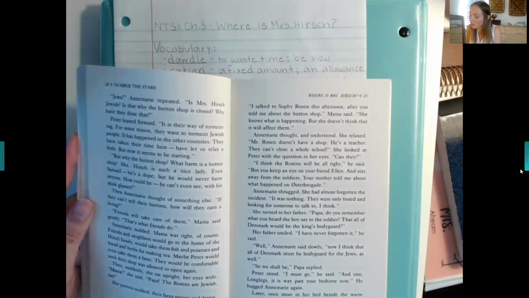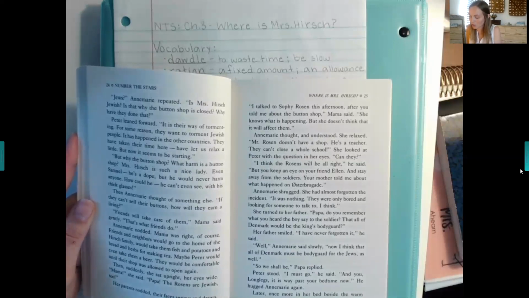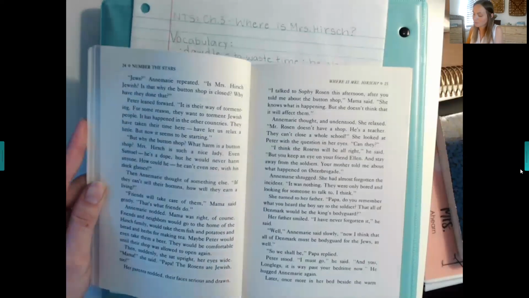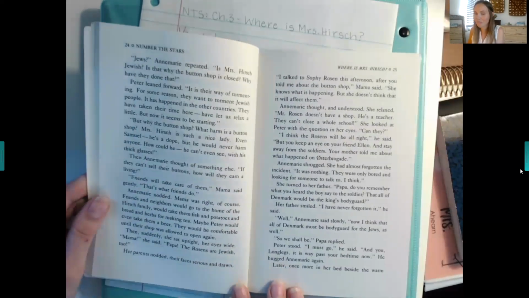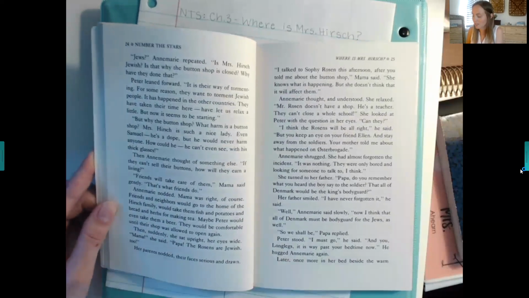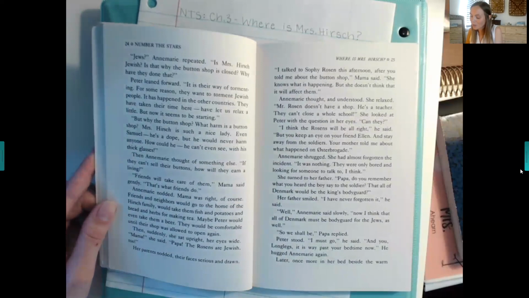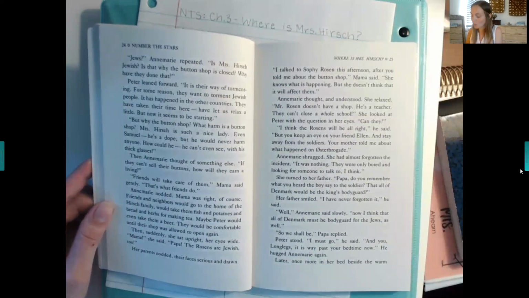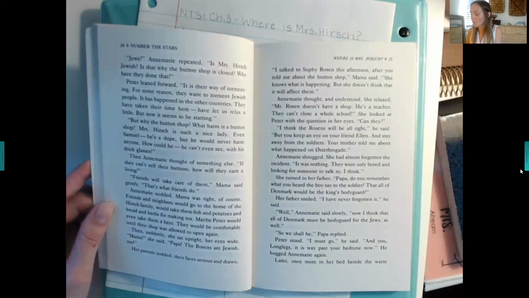"Papa, do you remember what you heard the boy say to the soldier? That all of Denmark would be the king's bodyguard?" Her father smiled. "I have never forgotten it," he said. "Well," Anne-Marie said slowly, "now I think that all of Denmark must be bodyguard for the Jews as well." "So we shall be," Papa replied. Peter stood. "I must go," he said. "And you, Longlegs, it is way past your bedtime now."